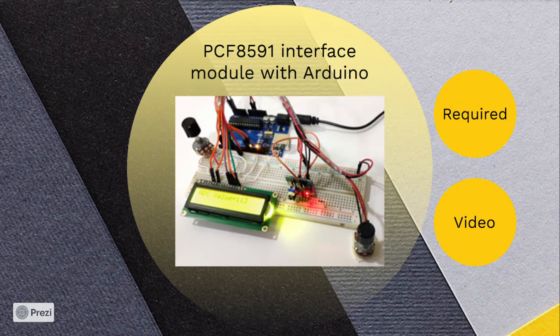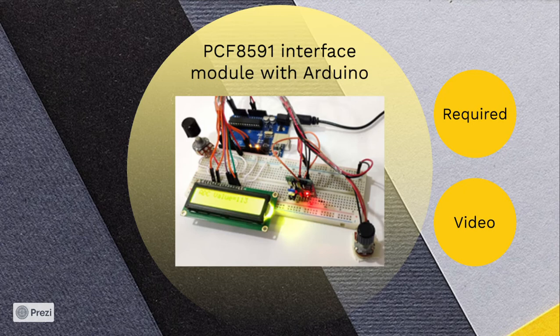PCF8591 interface module with Arduino. Interfacing the PCF8591 with Arduino is very easy. In this interface, for example, we will read the analog values from any of the analog pins and change those values with a 100K potentiometer. First, connect VCC and ground to 5 volts and ground of Arduino. Next, connect SDA and SCL to Arduino A4 and A5.